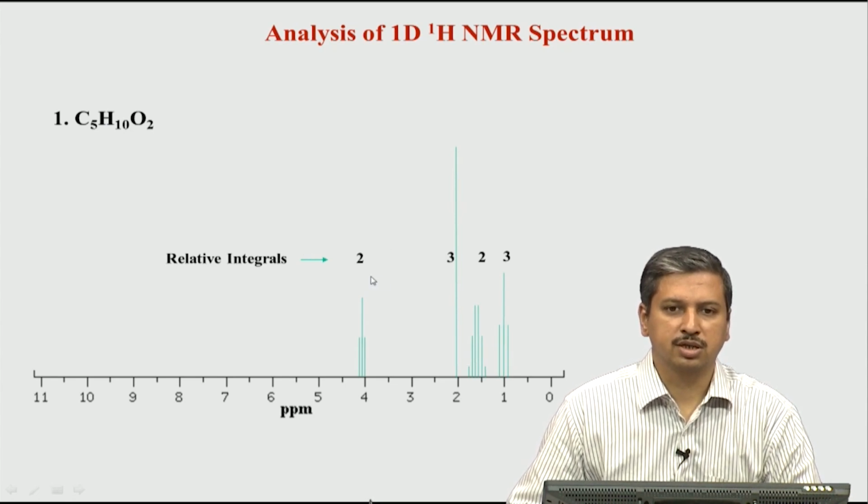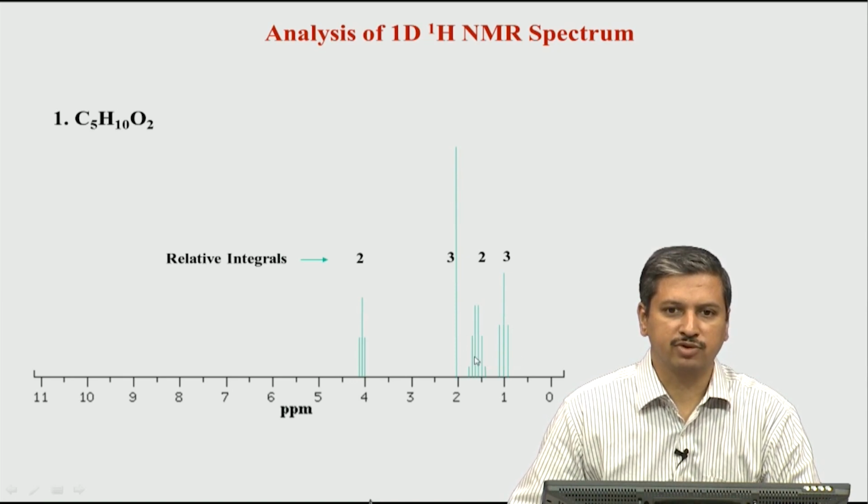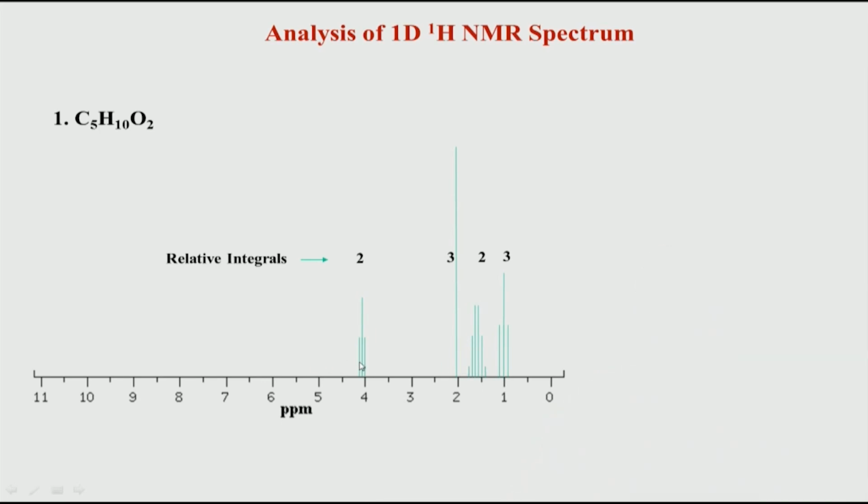As we discussed in the last class, the first thing you have to see is the number of hydrogens. Here there are 4 main peaks. Remember, the small peaks are the multiplet due to J coupling, and the whole structure together is considered as one peak. So there are 4 peaks, 1, 2, 3 and 4, which immediately tells us that there are 4 different types of hydrogens in this molecule.